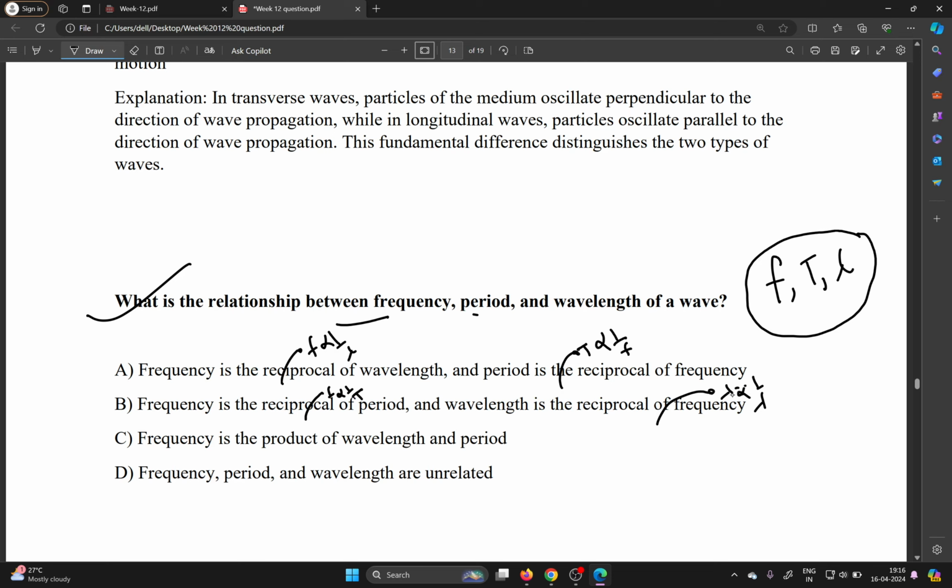Here is the sign is that, this is f. So like that, the frequency is the product of wavelength and period. Frequency, period and wavelength are unrelated. So which one is correct? Frequency, period and wavelength. If your period will be very high, then definitely your frequency will be. If your period will be very high, wavelength, now I have given the hint.